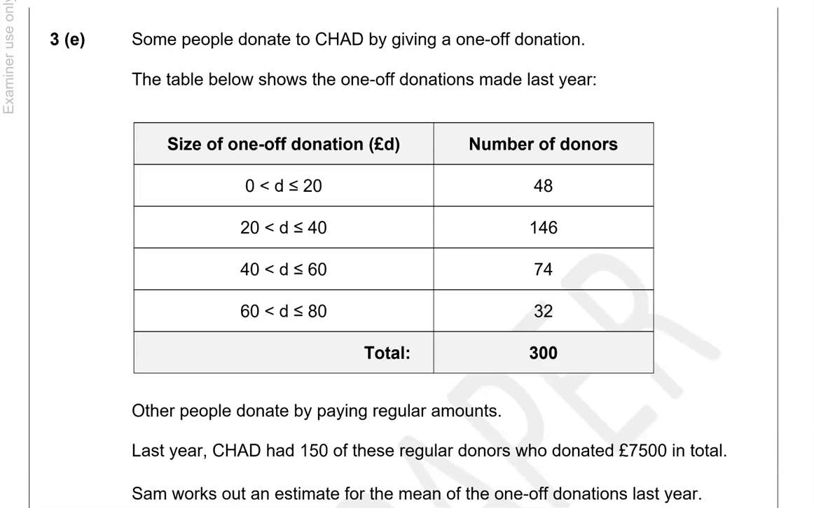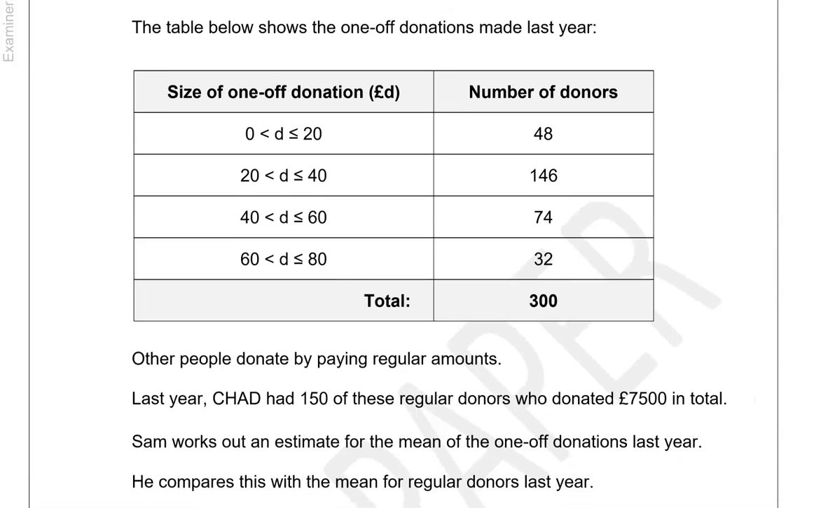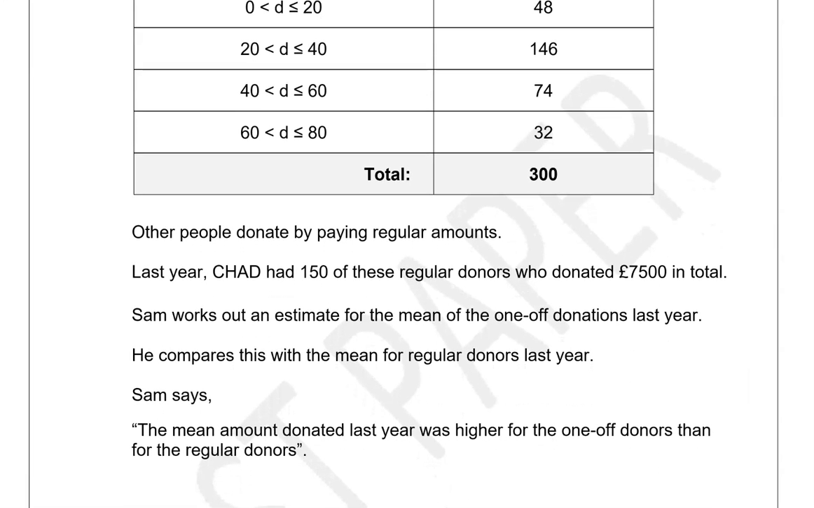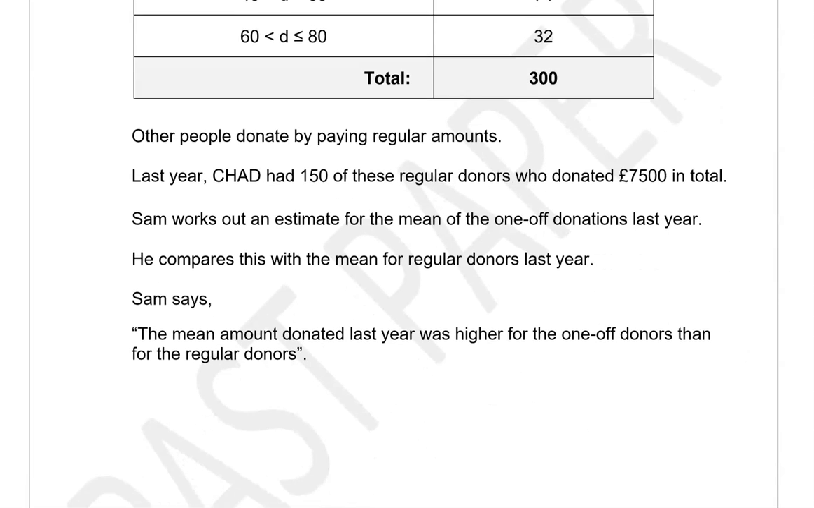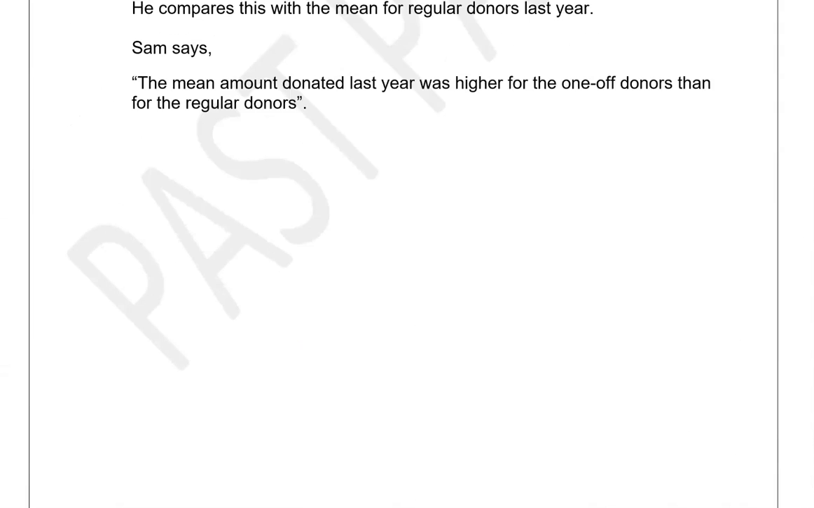Some people donate to CHAD by giving a one-off donation. The table below shows the one-off donations made last year. Other people donate by paying regular amounts. Last year, CHAD had 150 of these regular donors who donated £7,500 in total. Sam works out an estimate for the mean of the one-off donations last year. He compares this with the mean of the regular donors last year. Sam says, the mean amount donated last year was higher for the one-off donors than for the regular donors. Is Sam correct? Show how you decide.